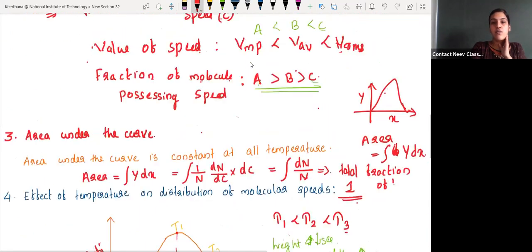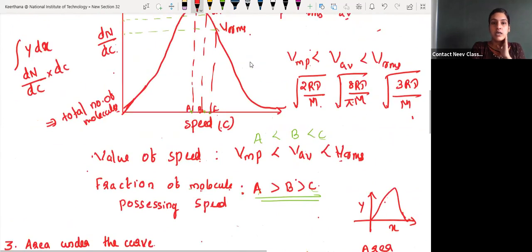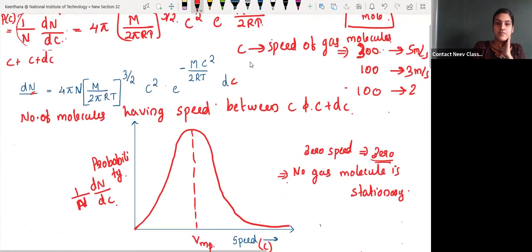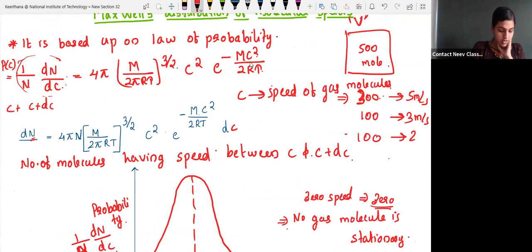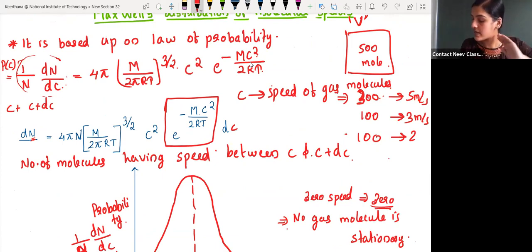And one last point: this e raised to minus mc square by 2RT is known as the Boltzmann factor. You can note it like that, known as Boltzmann factor, e raised to minus mc square by 2RT.